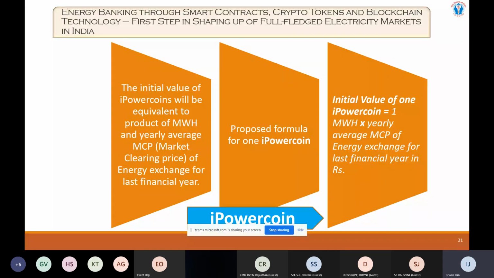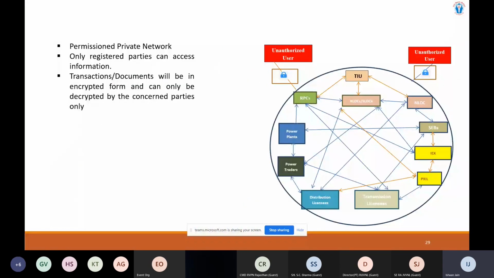I am talking about crypto tokens, and there will be a token issuing utility, which I have shown in this slide, the TIU. That will be a centrally controlled token utility. Whatever fund or grant you get, you will have to go to the TIU, and it will issue those crypto tokens. We have named this the iPower Coin, India Power Coin.